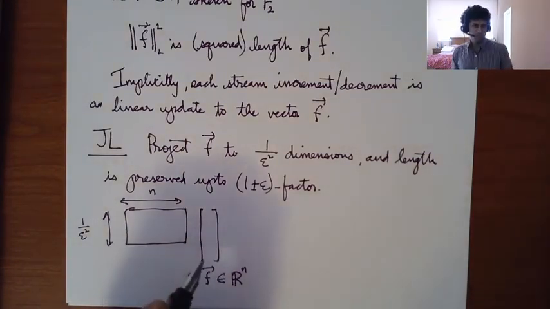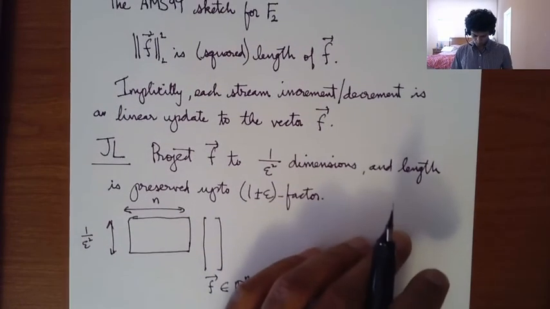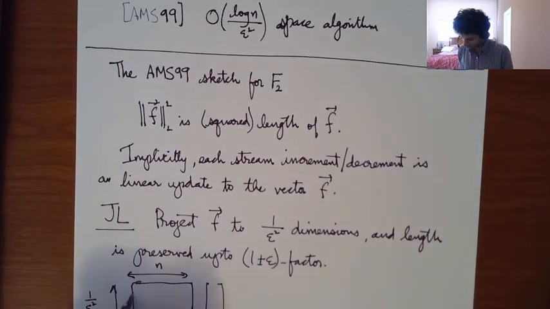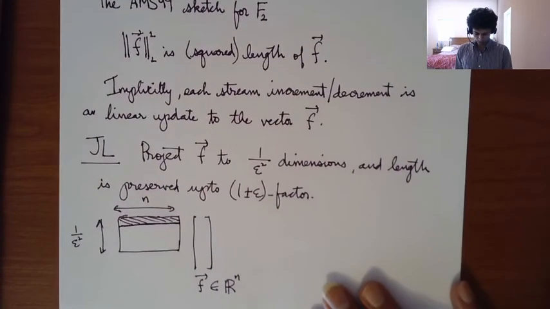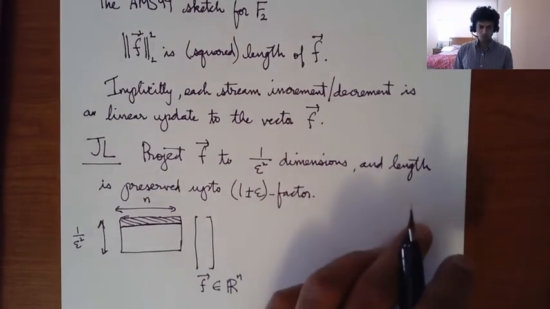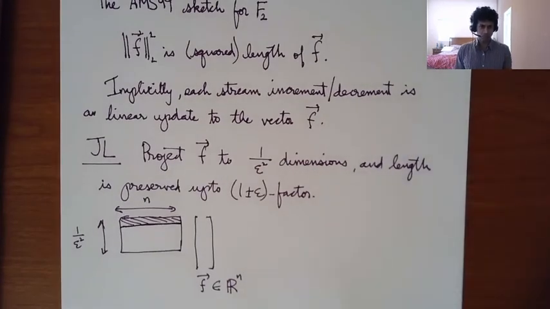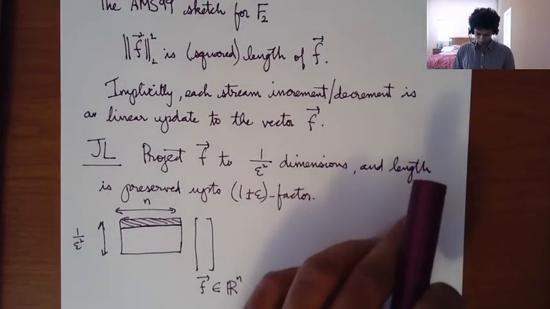So now let me tell you exactly how this is going to work. Let's just think of what happens with a single row of this. I'm going to give you an algorithm which will not be a small space algorithm, and then we'll discuss how AMS make it into a small space algorithm.